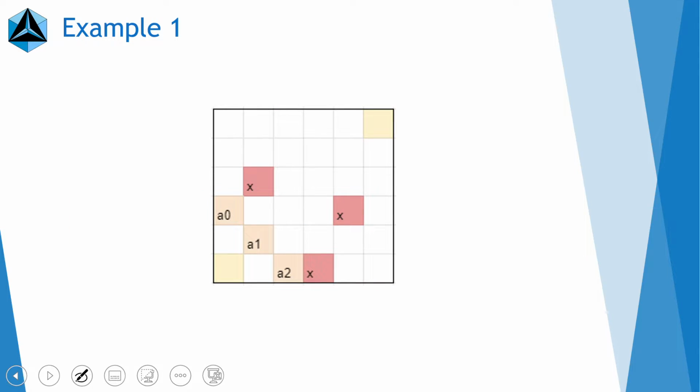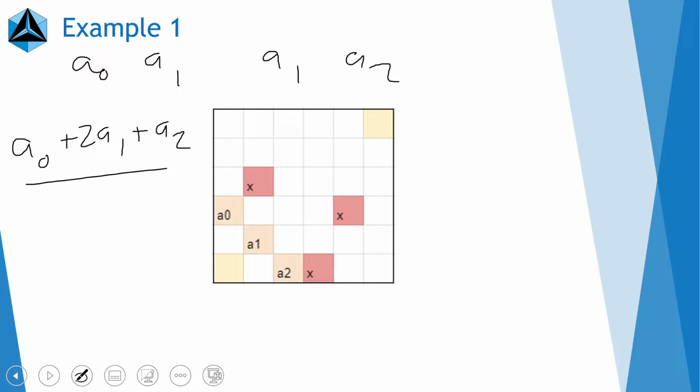If we let A0, A1, and A2 be the number of paths that go through those squares, instead of having to do casework on A0, A1, A1, and A2, we can just do A0 plus 2A1 plus A2, meaning we only have to find 3 more cases. So there's already a glaring optimization that we can make here.